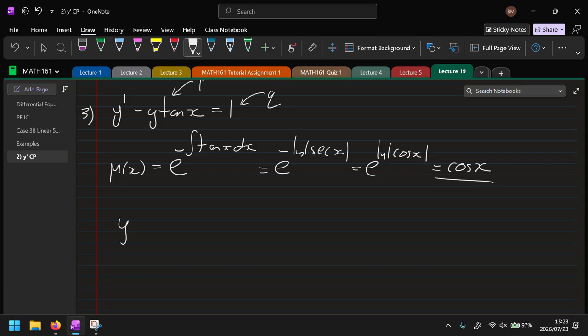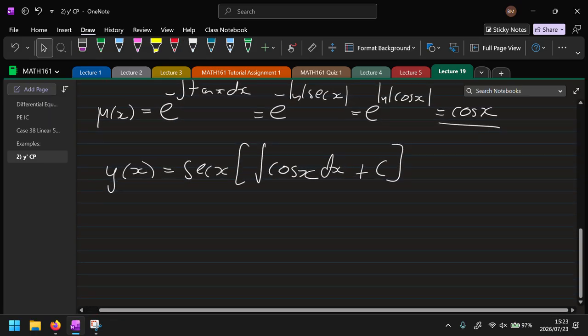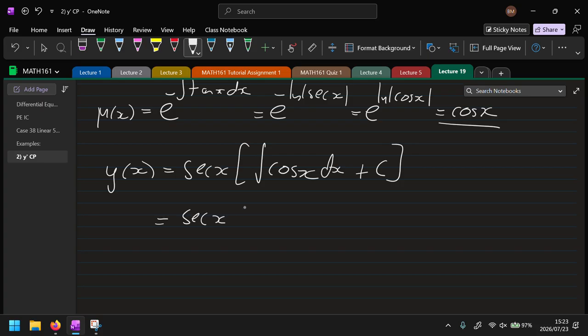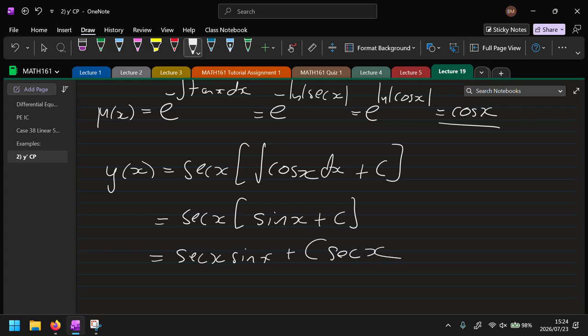Now we can write out our solution. So this will be 1 over the integrating factor we just found, big square brackets, the integral of the integrating factor times q, but that's just 1, so that's fine, plus c, and then close square brackets. So this will be sec x, integral of cos, sin. Please don't forget that one. Plus c. So we get sec x sin x plus c sec x.